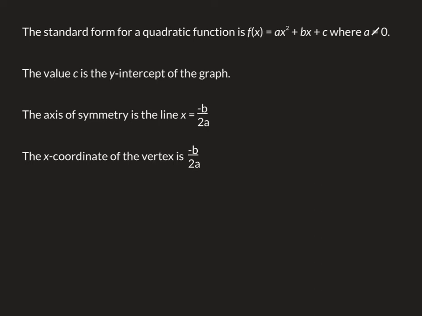Now, knowing that the axis of symmetry cuts our parabola in half, the axis of symmetry also goes through the vertex. So the x-coordinate of the vertex is the exact same thing as the opposite of b over 2a. Let's apply some of these principles to our next set of questions here.